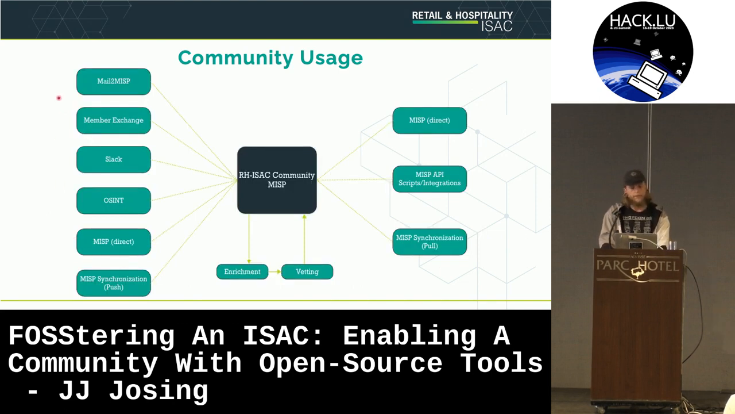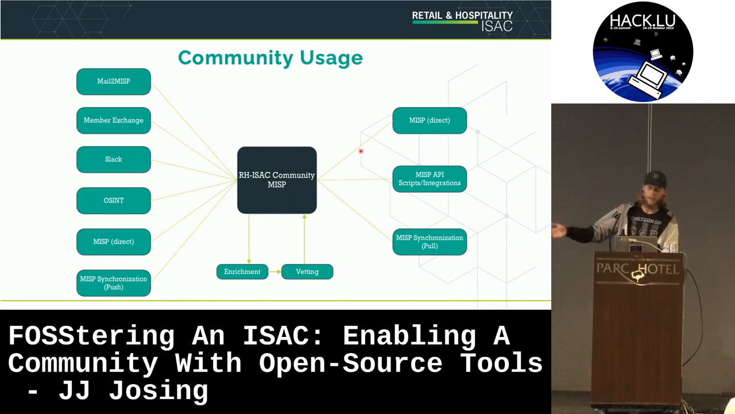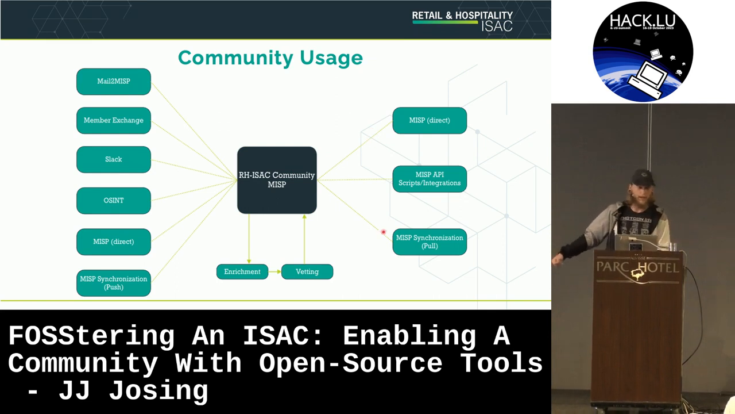I mentioned some of the different platforms which we have. So on this left-hand side here, this is all the sources of where intel in our community can originate from. Regardless of where this is being shared, it then gets pulled into our community MISP instance in the middle. And then our enrichment and vetting process is run on all the intel within there, pushed back into MISP, and then made available for dissemination through these different avenues on the right-hand side.